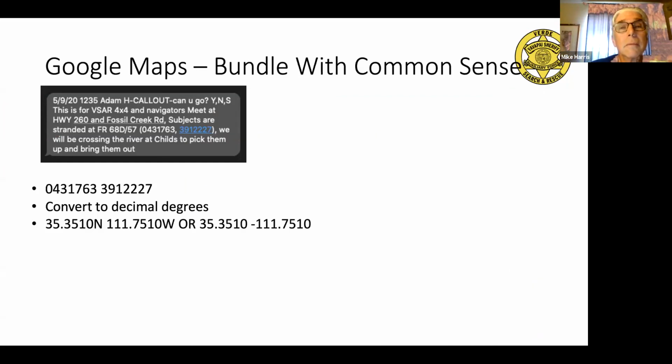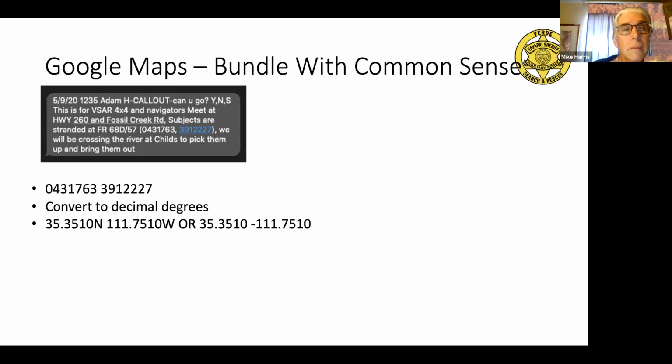So Google Maps is wonderful, and the apps that we have are great to find your way to a place that you've never been before. But let me show you what you need to be aware of. You need to bundle the Google Maps app with the common sense app in your head. And let me show you. This was the Verde River, the Childs Verde River callout. This is from Adam, for VSAR 4x4 navigators. Meet at Highway 260 and Fossil Creek.